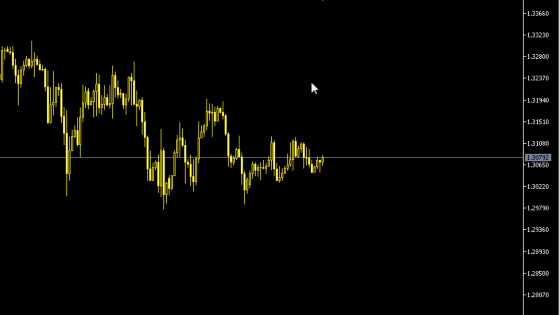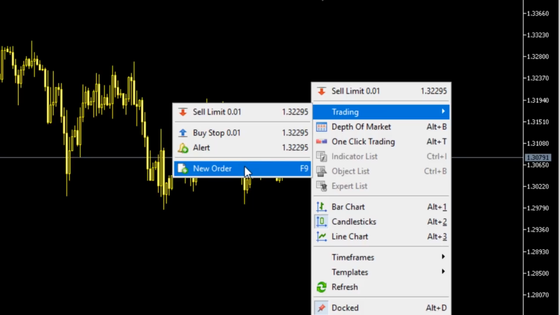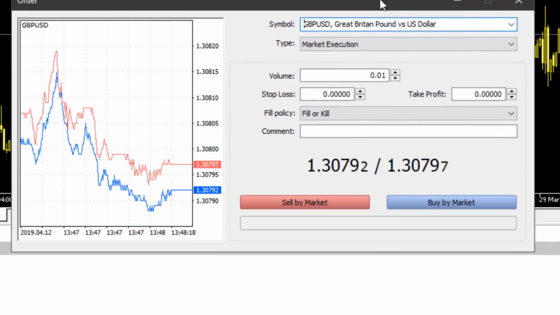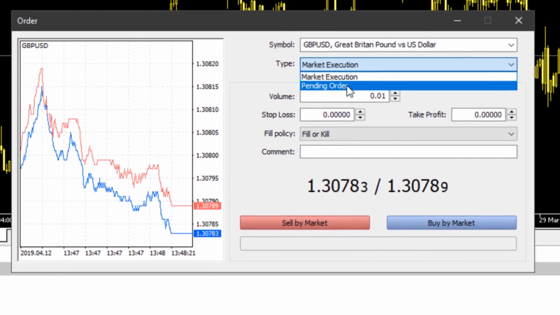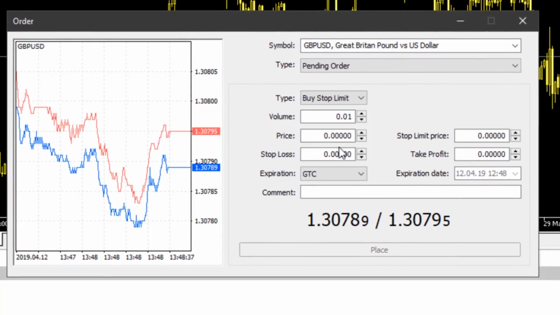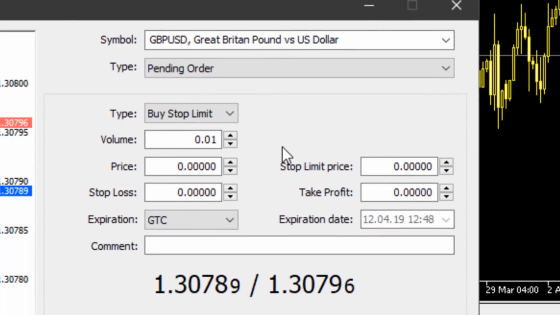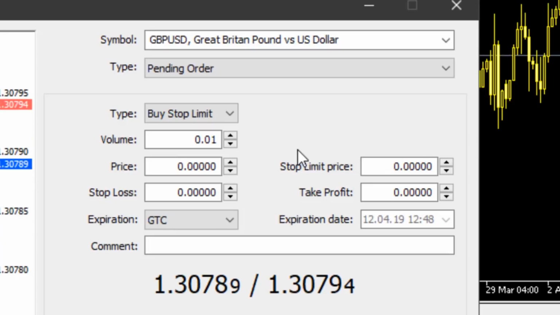So we're on the GBP USD chart here, and let's run through an example of how to use this order. So we open up the new order window, switch to pending order, and then change the type to buy stop limit. Here you see two price fields. One is the price itself, the price at which you'd like to set the buy stop limit order to trigger. And there's a stop limit price. I'll explain this stop limit price in a minute.